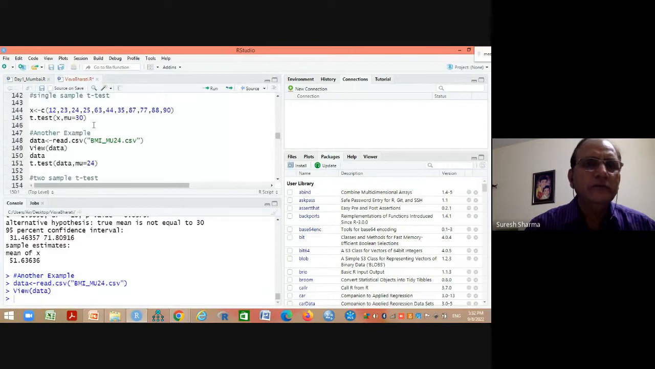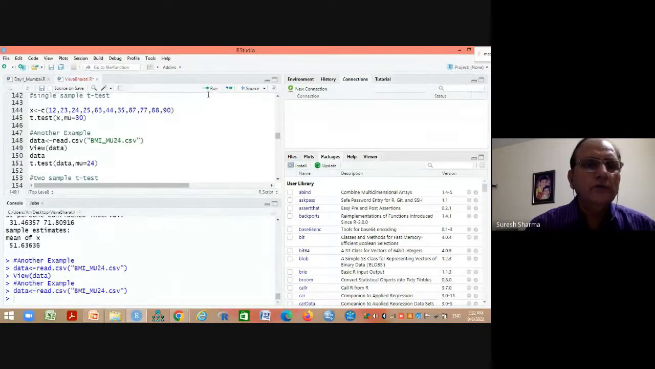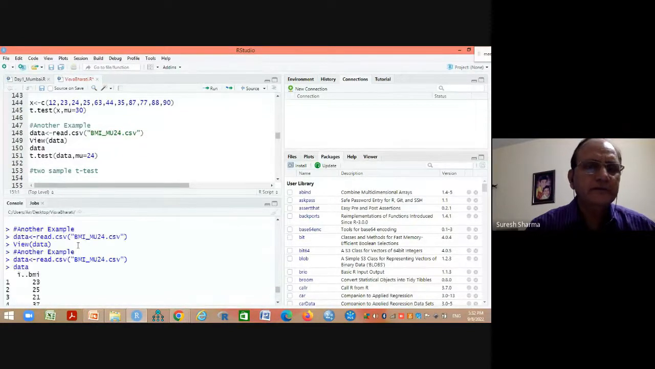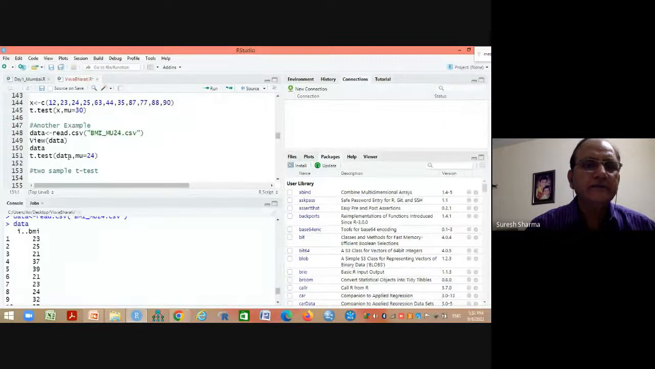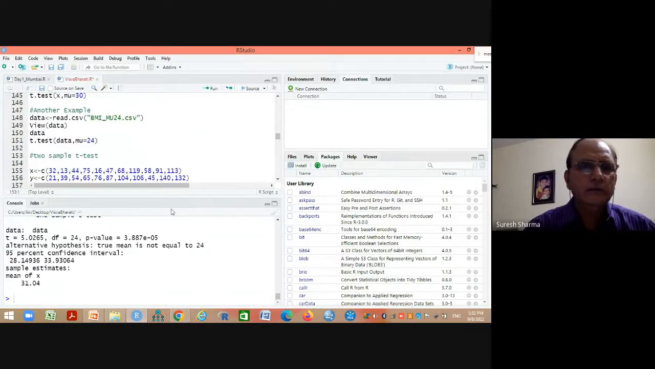All right. So I'm just closing the data. Read this data; I have already gone through it. We have seen the view. So this is our data of BMI, all the BMI levels. So t-test for the data, and mu is equal to 24. So I'm testing whether mu is equal to 24 or not. So this is what is coming up.